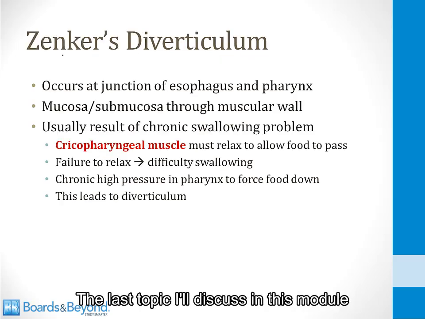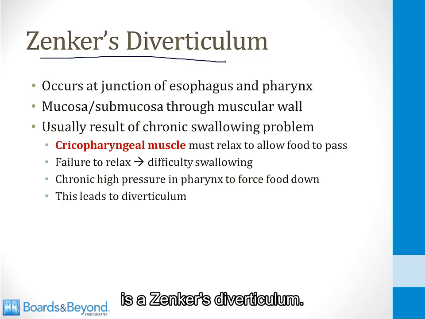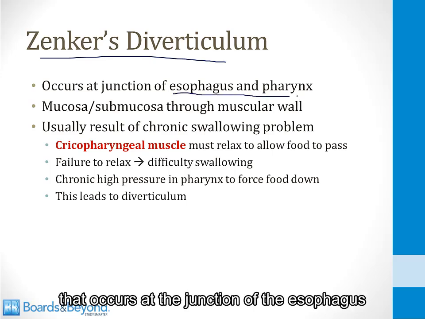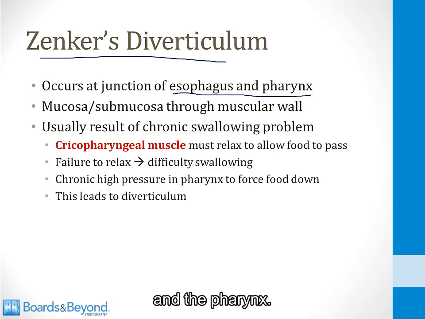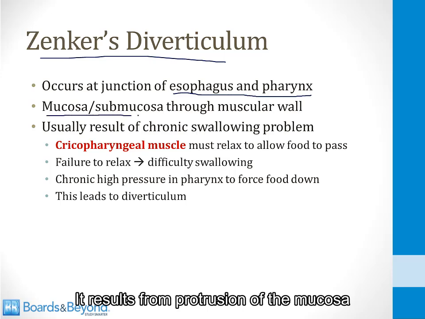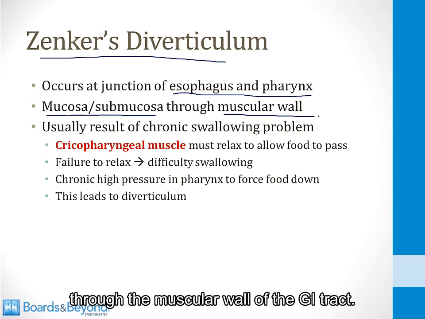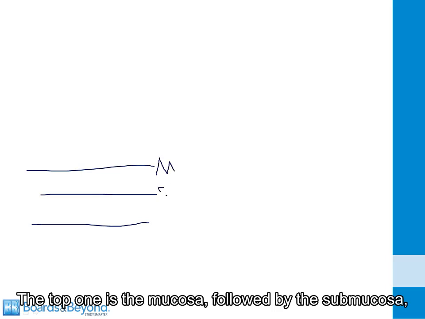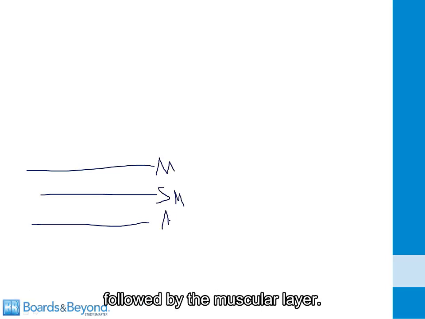The last topic I'll discuss in this module is a Zenker's diverticulum. This is a special type of diverticulum that occurs at the junction of the esophagus and the pharynx. It results from protrusion of the mucosa and submucosa layers through the muscular wall of the GI tract. Recall that there are three upper layers to the GI tract. The top one is the mucosa, followed by the submucosa, followed by the muscular layer.